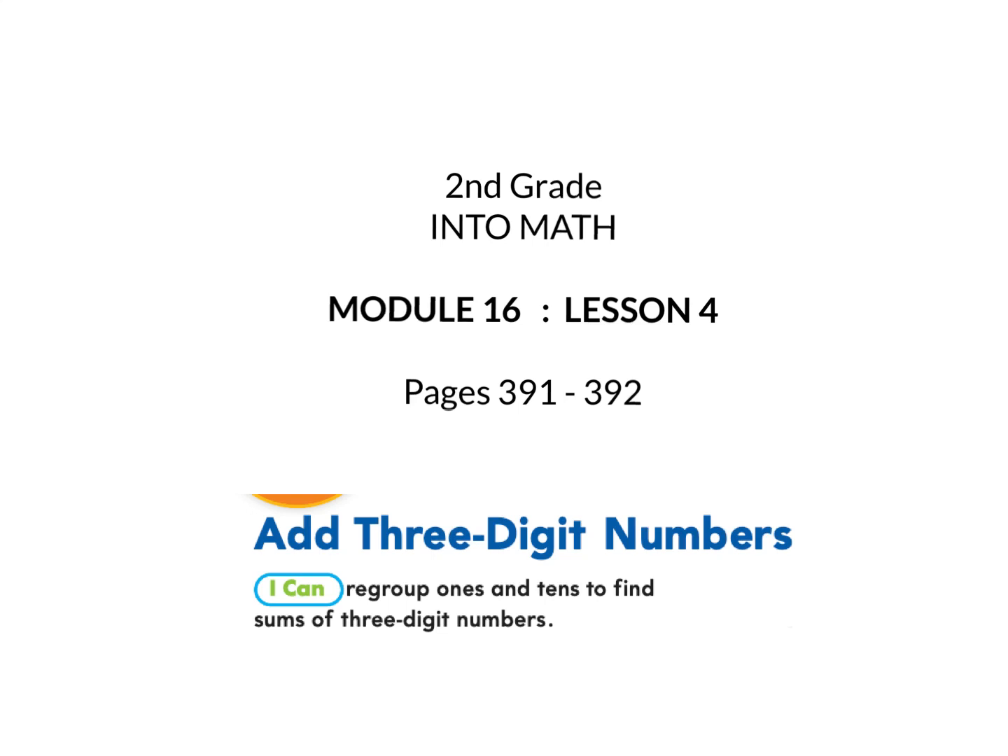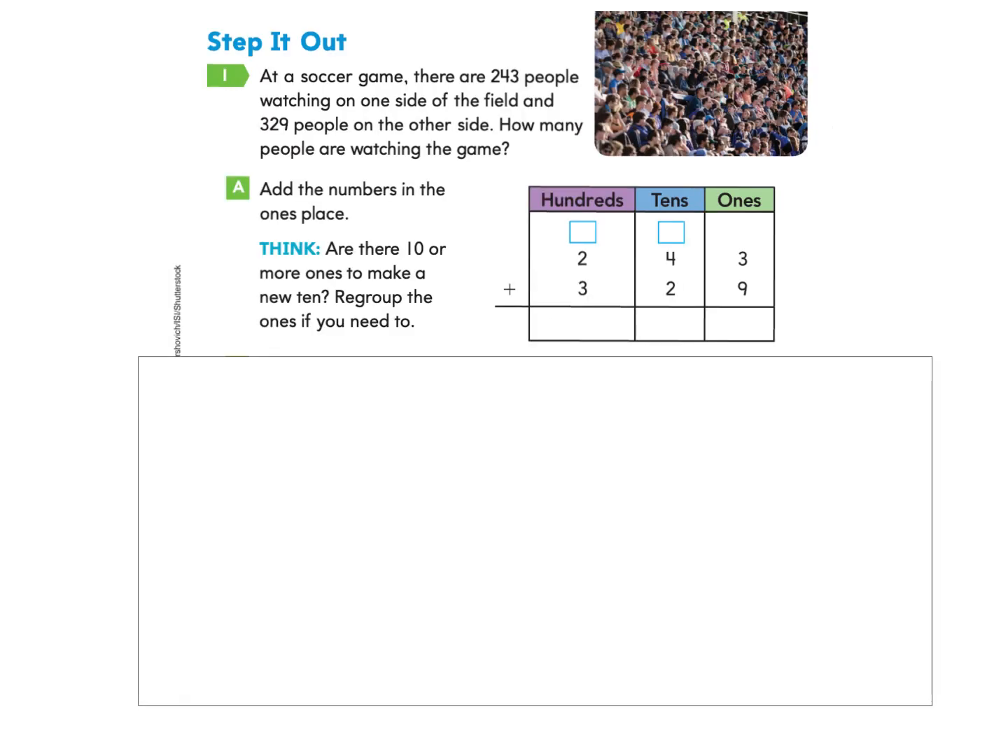This is Into Math for 2nd grade, Module 16, Lesson 4. We are going to start on page 391 to add 3-digit numbers. The I can statement is: I can regroup ones and tens to find sums of 3-digit numbers. So please grab your workbook and a pencil and turn to page 391. We will begin under Step It Out, Part 1.